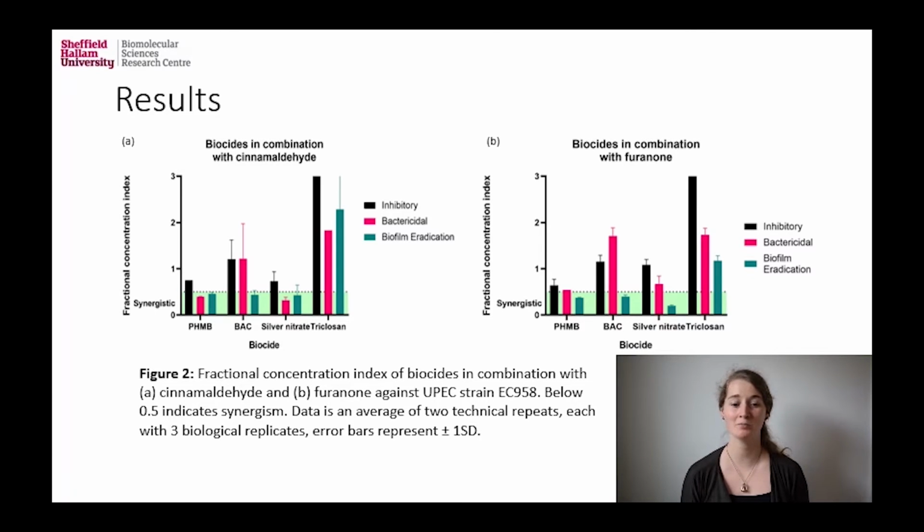To test this, I performed checkerboard synergy assays on UPEC strains to determine the efficacy of the biocides with the quorum sensing inhibitors. These graphs represent the fractional inhibitory concentration index values obtained from challenging UPEC strain EC958 with the biocides and quorum sensing inhibitors. A value of below 0.5 represents a synergistic interaction. As you can see, a synergistic interaction was observed at the biofilm eradication concentrations for PHMB, BAC and silver nitrate in combination with both of the quorum sensing inhibitors. A similar pattern was observed in other strains that I tested.